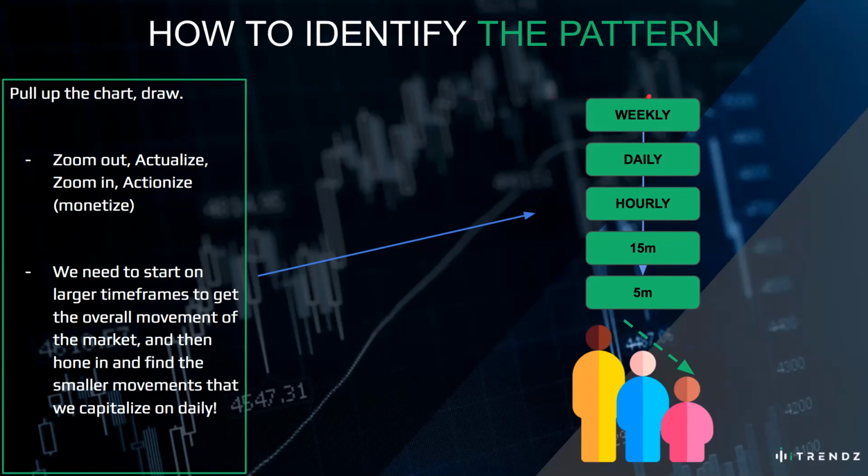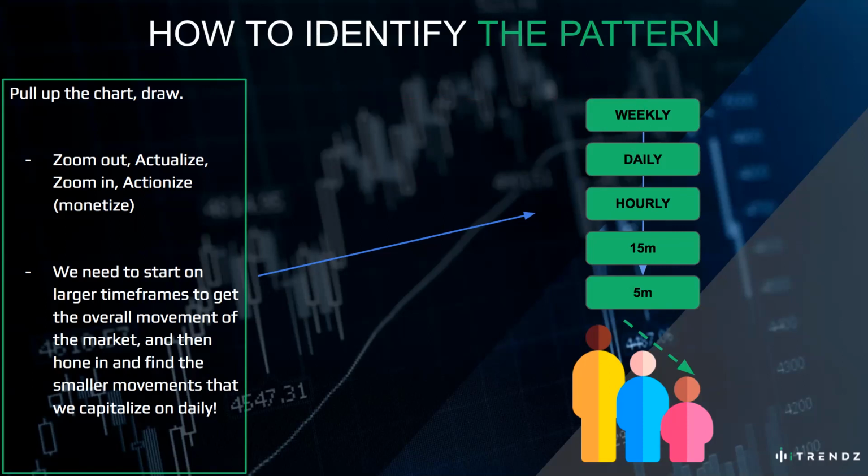So we want to zoom out to weekly, daily, 4-hour, hourly, 15-minute, 5-minute. We want to zoom out and then zoom in, right? So we want to start wide, then go tight. And that just helps us get the overall clearer picture. It gives us the market sentiment.